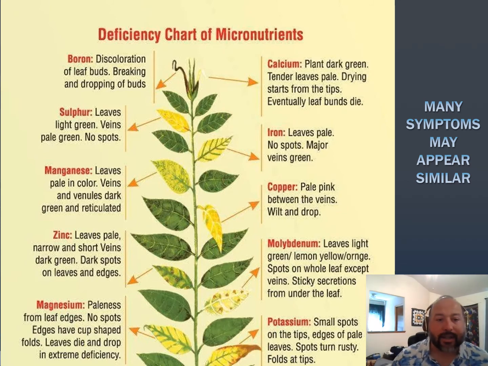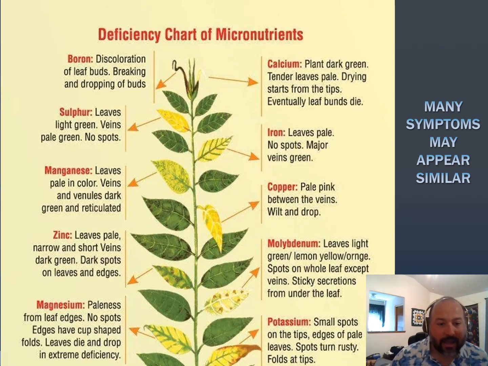A sulfur deficiency: leaves are light green, veins are pale green, no spots. So if we get this really light green, yellowish look, and the veins as well being a pale green, and you have no spotting, this could be a sulfur deficiency. Manganese: leaves are going to be pale in color. The veins and venules are going to be dark green and reticulated, so they're going to stand out a little bit. You get the light color as well, but then you're going to have dark colored veins in there.